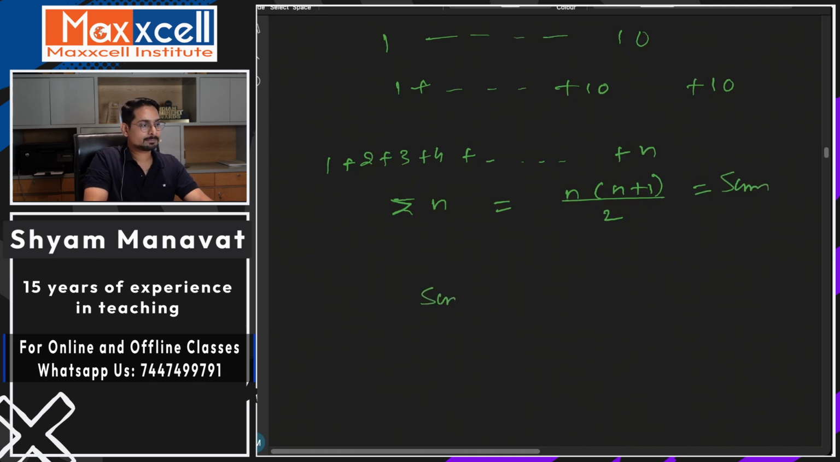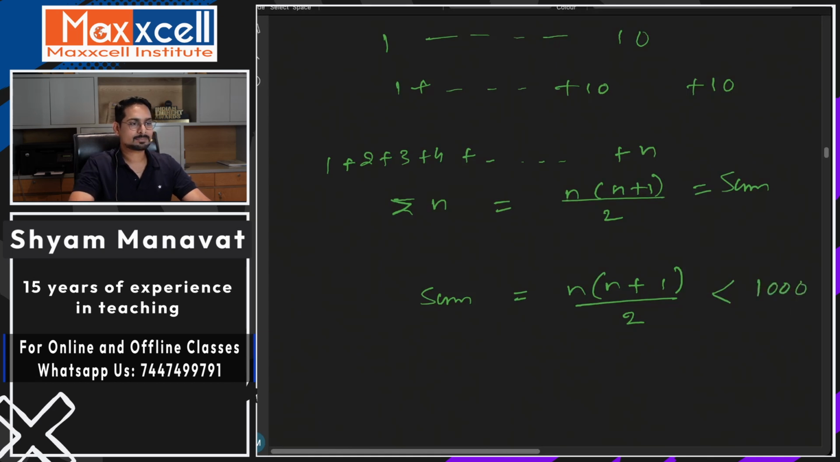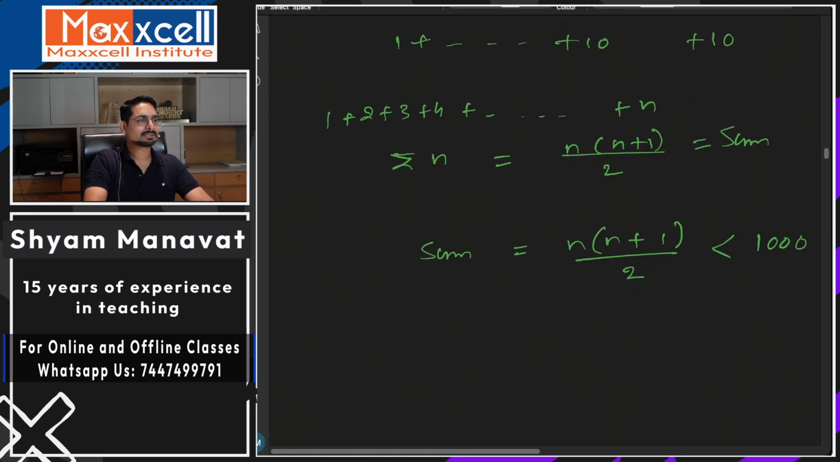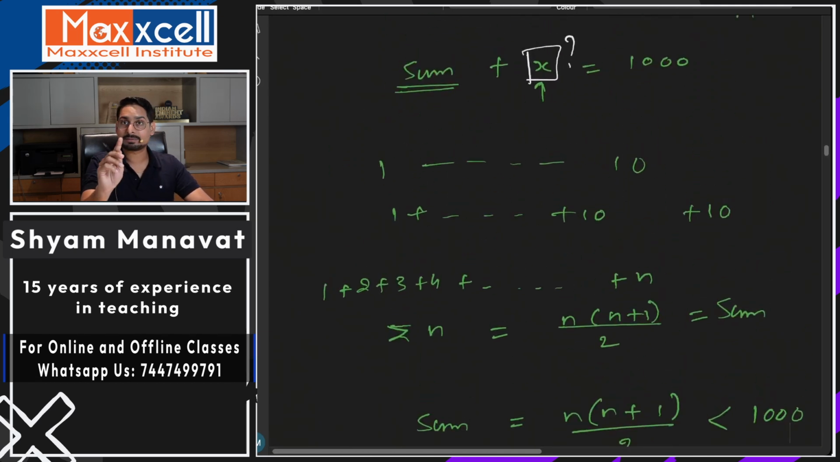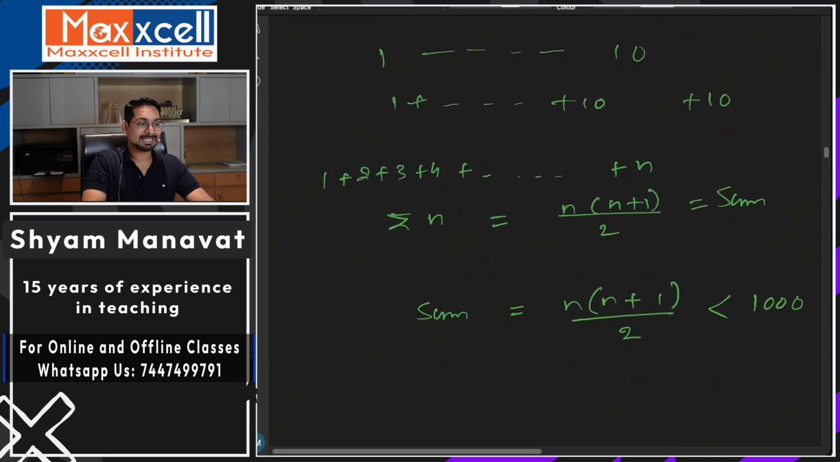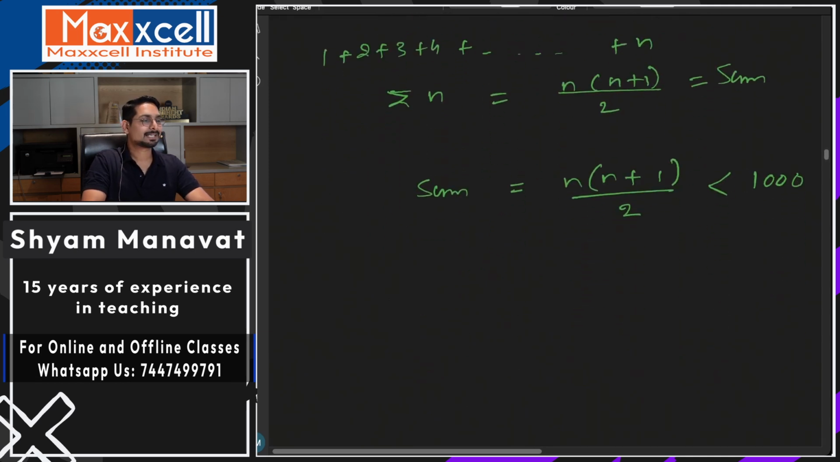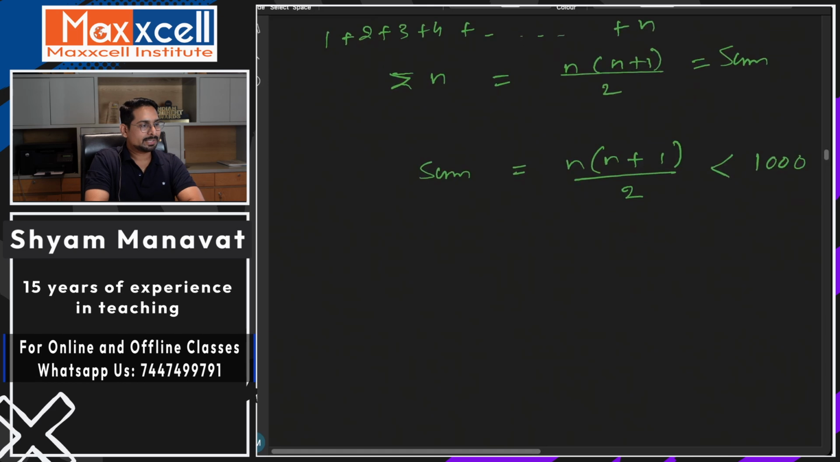This sum, which is n(n plus 1)/2, should be less than 1000. Can you tell me why? Why less than 1000? Because this 1000 is nothing but the sum plus the value which is being repeated. That means n(n plus 1)/2 should be less than 1000, right? Okay. Now, do we know n, that means the number of pages which is added?